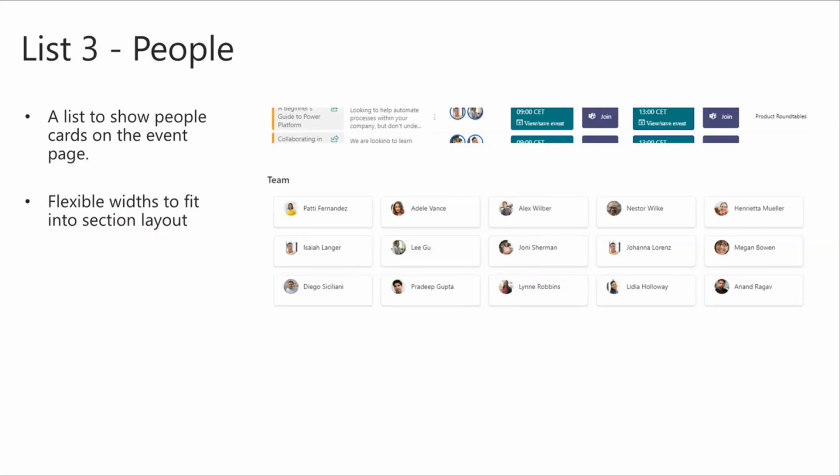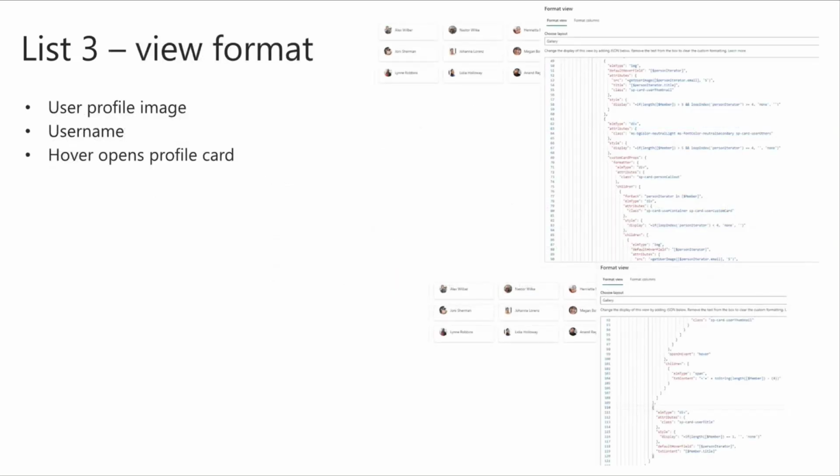Then I have the people list, which is my third list on the event page. It's basically to show all the people involved in the event. The reason I went with a list instead of the standard out-of-the-box people web part is, for one, I get more flexibility with the list, because I can customize it. And the other thing is I can fit in, let's say, 5 columns in that section layout, whereas if I went with the out-of-the-box people web part, I could only fit in 4, but I wanted to fit in 5 columns. So that was one of the reasons I did that.